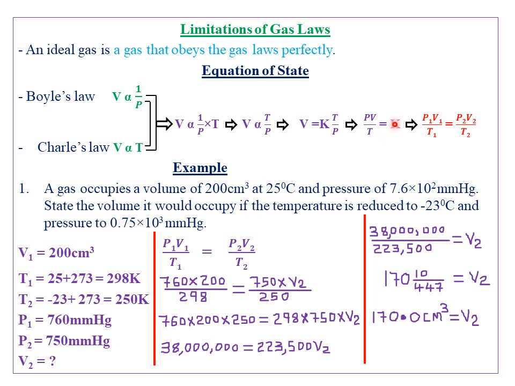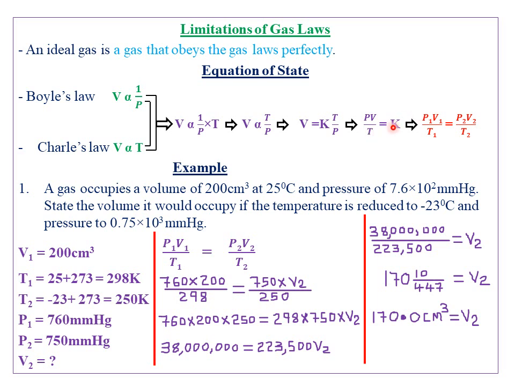And of course, K is a constant. So because K is a constant, that simply means that if you take the product of pressure and volume divided by temperature at one point, or maybe at a point A, it must be equal to the product of pressure and volume divided by the temperature at another point, maybe at a point B.